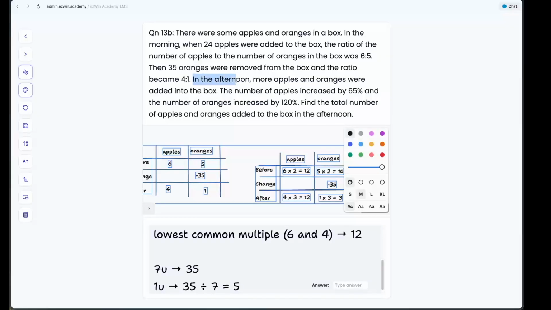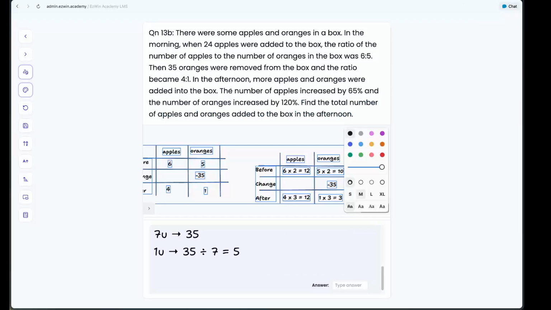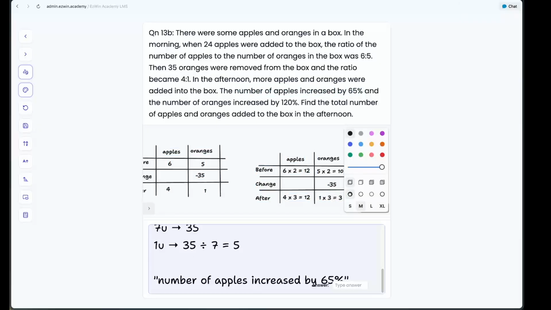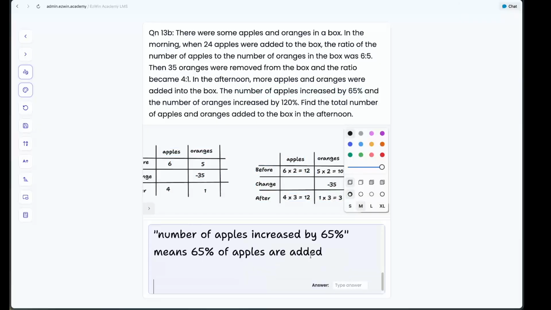So for part B, in the afternoon, more apples and oranges were added into the box. The number of apples increased by 65% and the number of oranges increased by 120%. Find the total number of apples and oranges added in the afternoon. So number of apples increased by 65% means 65% of the apples are added. So apples added is basically 60 times 65%, and this will give us 39.